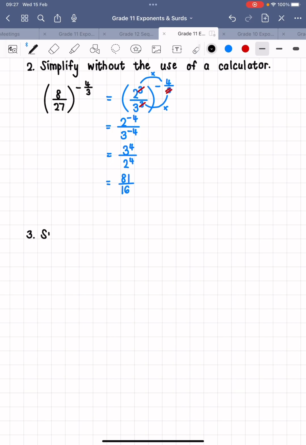Okay, so example number 3, we're going to do one now with variables only instead of numerical bases. So we're going to have a to the power of 2 over 3 times the cube root of a to the power of 4, and that is over a to the power of 3 over 4 times the 4th root of a.